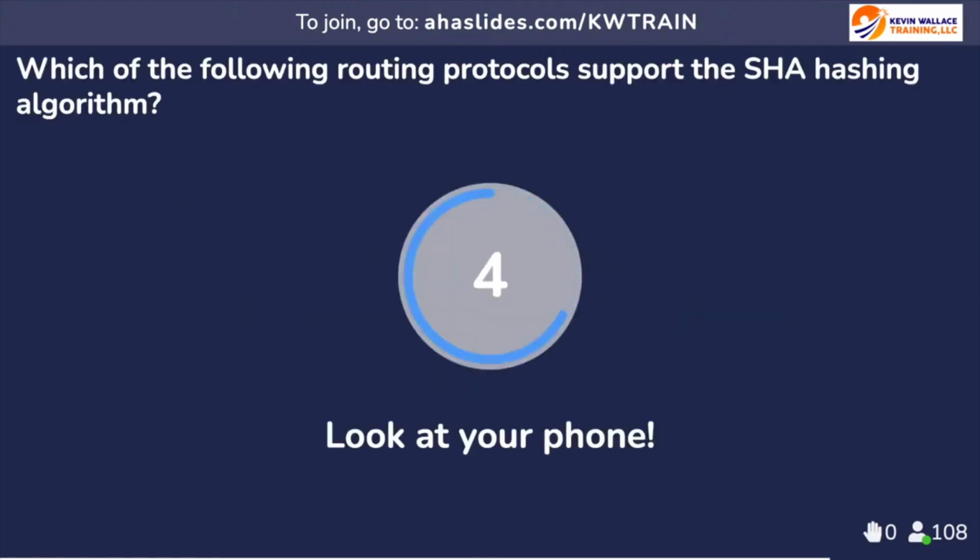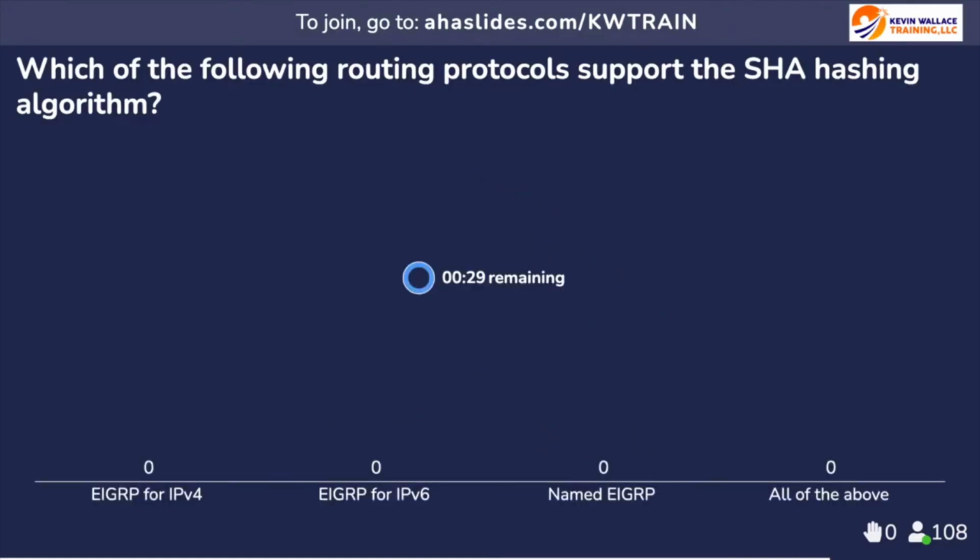Which of the following routing protocols supports the SHA hashing algorithm? EIGRP for IPv4, EIGRP for IPv6, named EIGRP, or all of the above?